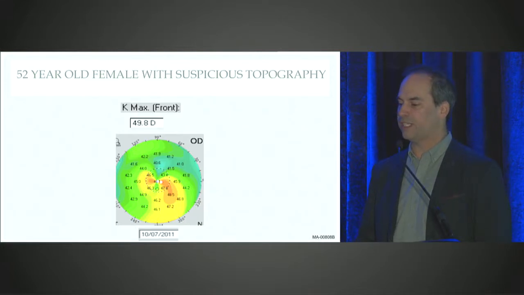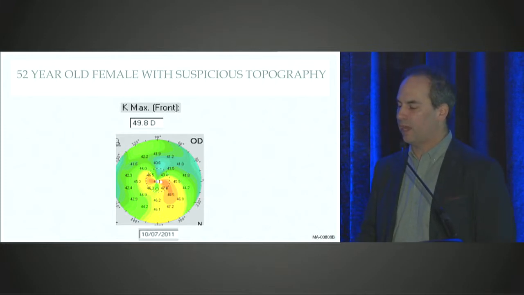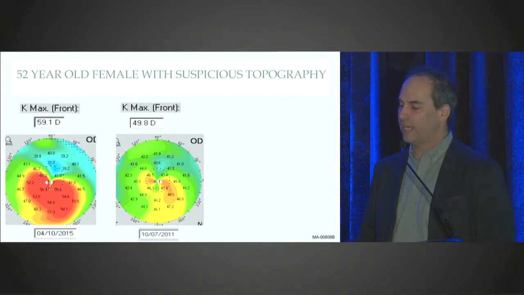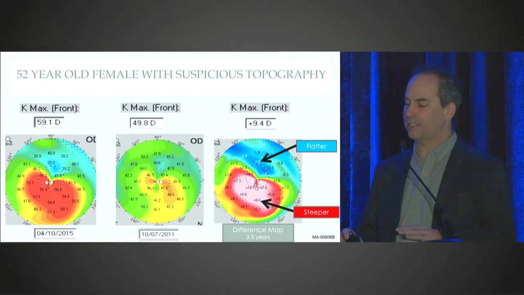And here's a 52-year-old patient with a suspicious topography. This is an interesting one because I was a little suspicious, but I didn't think too much of it and just followed them along. But look, this is 2011, and here's 2015. The key is the difference map, where you see the significant steepening below and flattening above. The change in the Kmax is 9.4, but it's not just the Kmax that got steeper. It's this redistribution, reshaping of the cornea that really impacts their quality of vision.